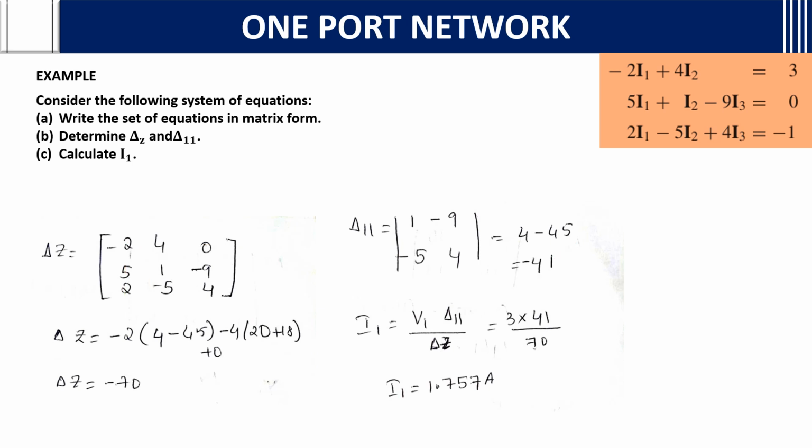Then after that, what do we want? I1 is required. What is I1? In the previous slide we have already seen the formula: V1 delta 11 by delta Z. So 3 into 41 by 70. I1 is 1.757 amperes. I hope you understood now how the equation is used for calculating the sums.